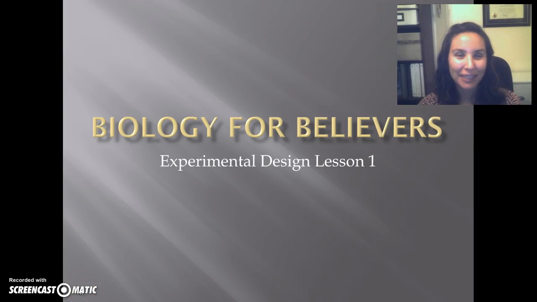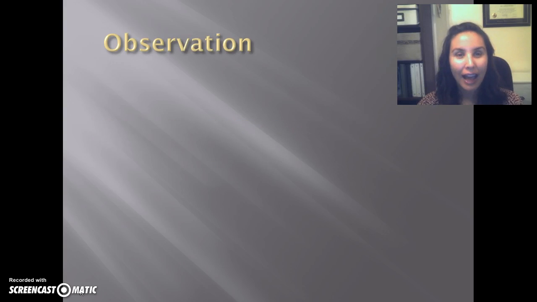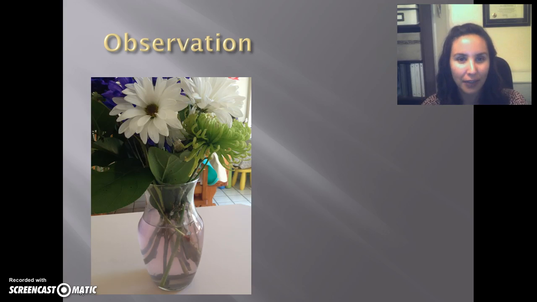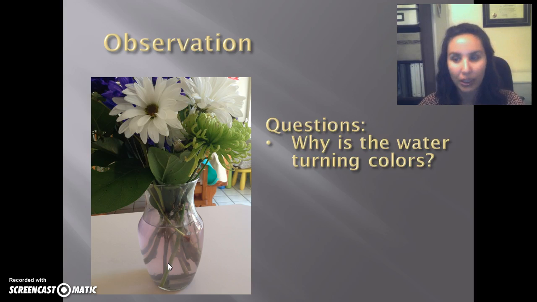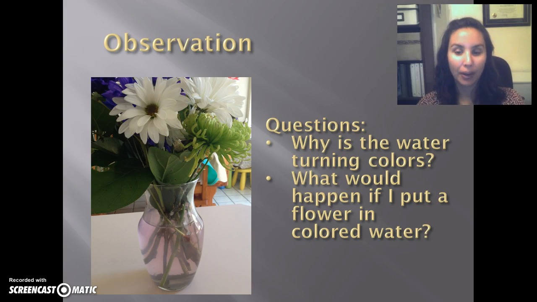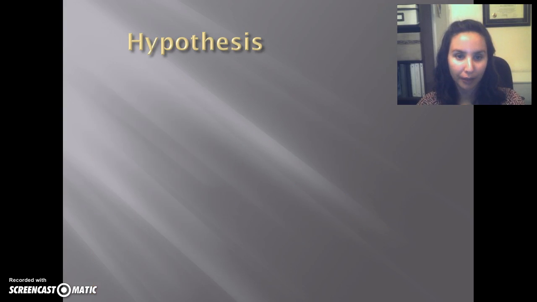In this video, we're going to be discussing experimental design lesson 1, as this lesson is actually building off of our discovery science lesson that we did in the last video. All experiments, all discoveries start with an observation. In this case, we're looking at this group of flowers and that the water has turned a little bit bluish purple. And so we come up with some questions. Our questions could be, why is the water turning colors? What would happen if I put a flower in colored water?